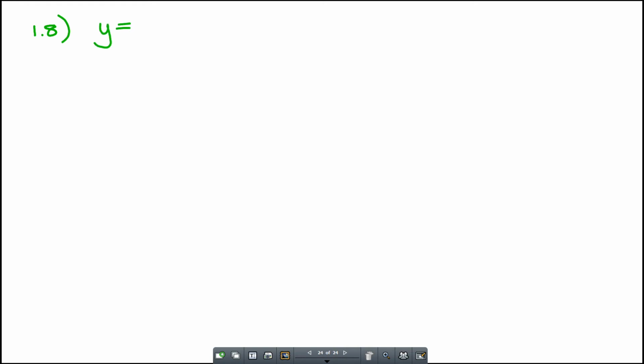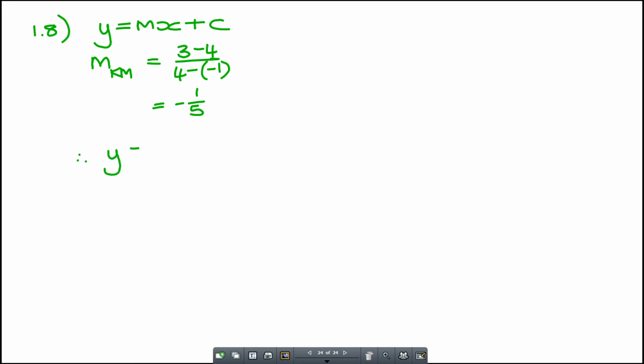Y is gelyk aan mx plus c. Ek gaan begin deur gou daai gradiënt te kry. So the gradient of km gaan wees 3 minus 4 op verskil in x, 4 minus 1. So the gradient there will be minus 1 over 5. Now because these two lines are parallel, I know that the gradient will also be minus 1 over 5. So y is gelyk aan minus 1 op 5x plus c.